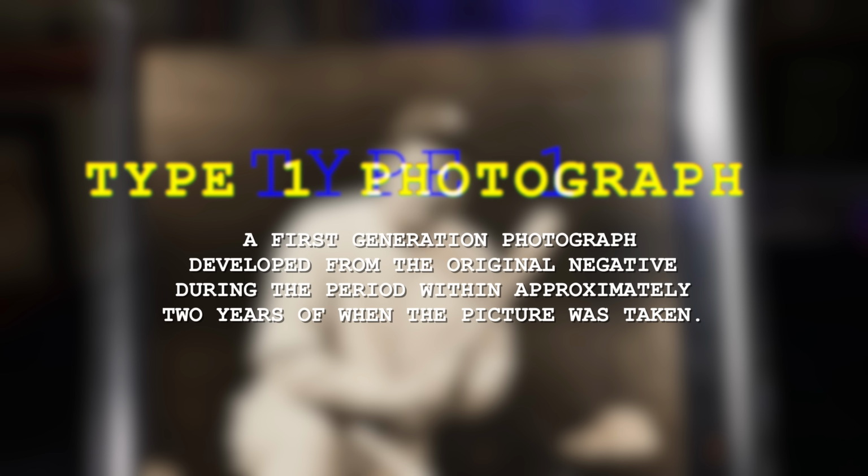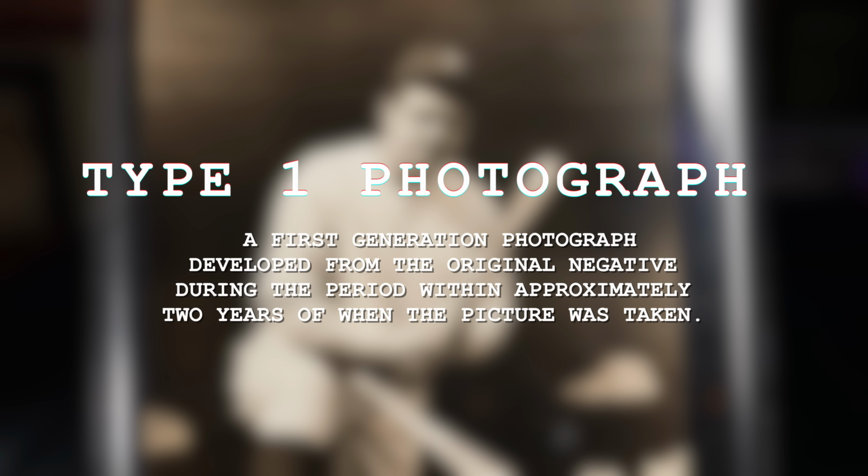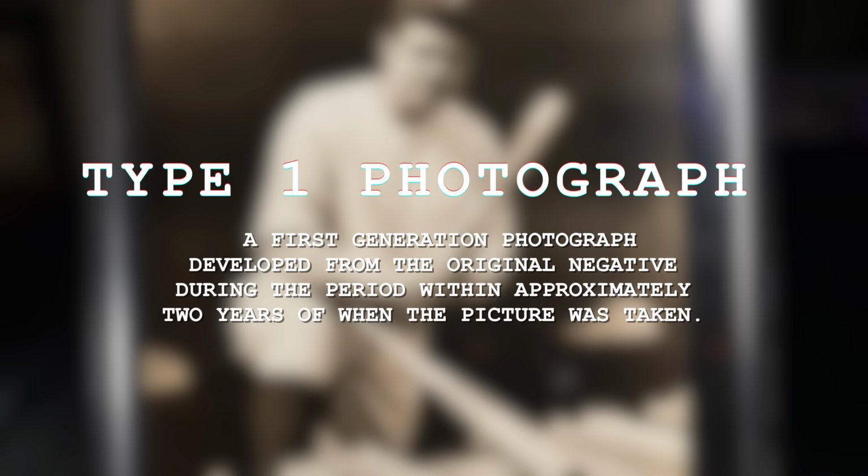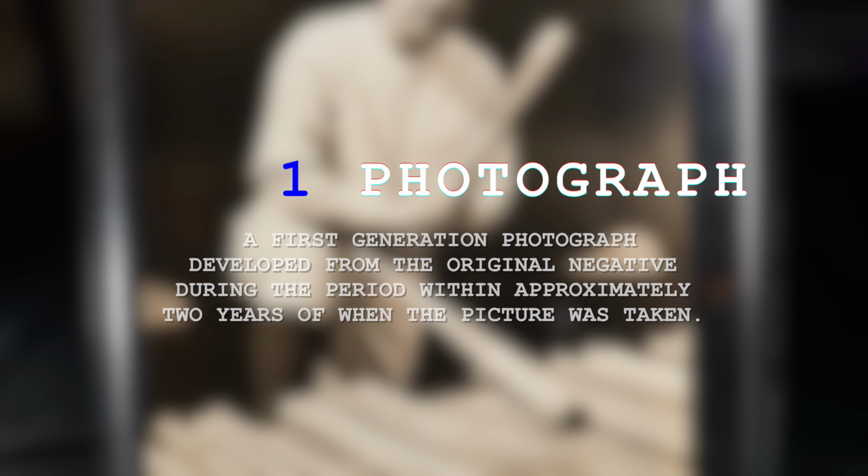Type 1, a first-generation photograph developed from the original negative during the period within approximately 2 years of when the picture was taken. What does that mean? That means when the photographer took the photo, he developed it pretty much simultaneously. The reason for a 2-year window is magazines and periodicals: to accommodate type 1s for publications that are not daily, but could be every 6 months or every 3 months or so on, we expanded the time it takes.